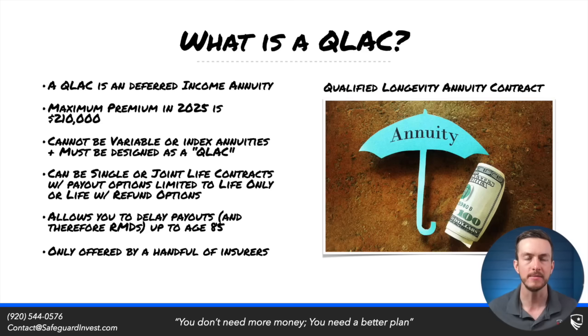Now, what does this exactly mean? Well, variable and index annuities have two components. They have a guaranteed income stream, and then they have the cash value of the annuity in the background.